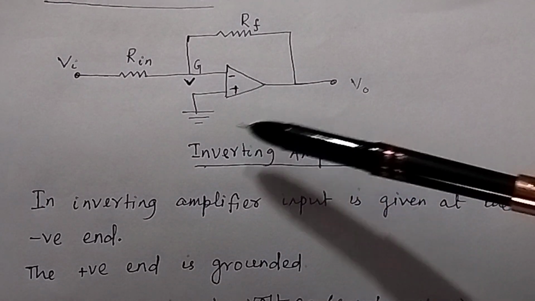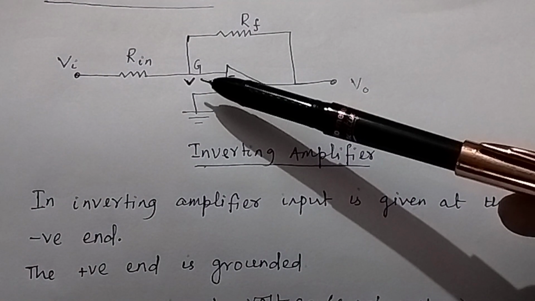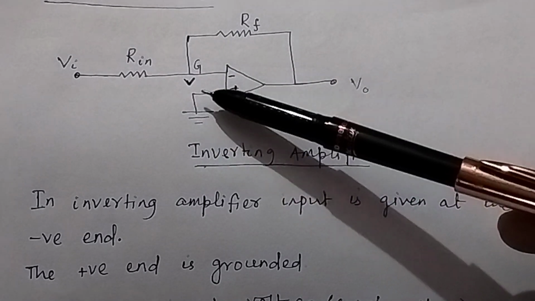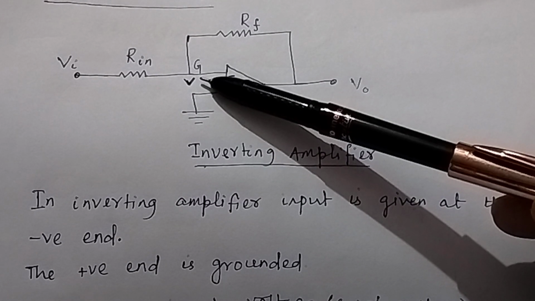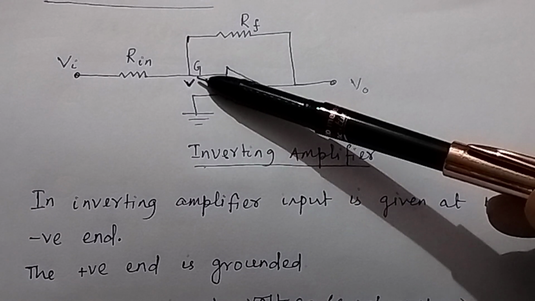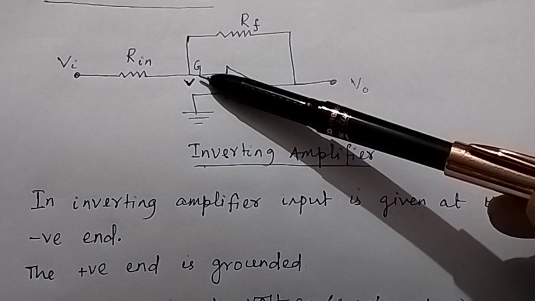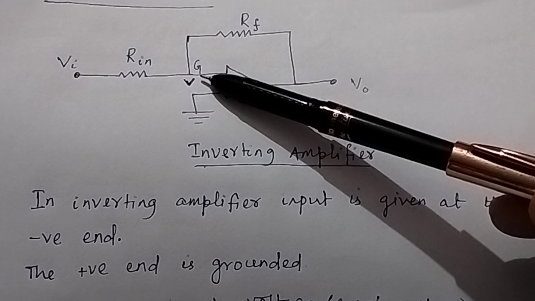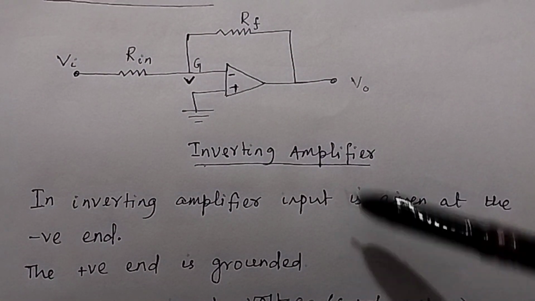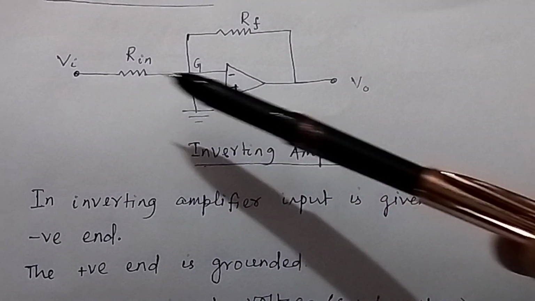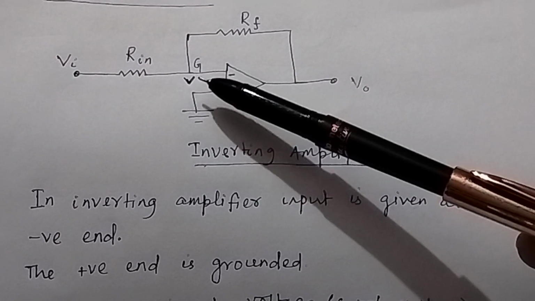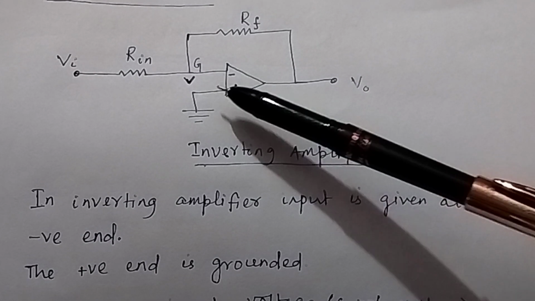You see in this circuit, the inverting terminal is not connected to ground. This terminal is not connected to the ground. The positive terminal is connected to the ground. But the potential at the inverting terminal is equal to 0. That is why this terminal is called the virtual ground. Though it is not connected to the ground, the potential tends to 0. So whatever may be the input voltage or the output voltage, the voltage at the inverting terminal is equal to 0. That is why this is called the virtual ground.